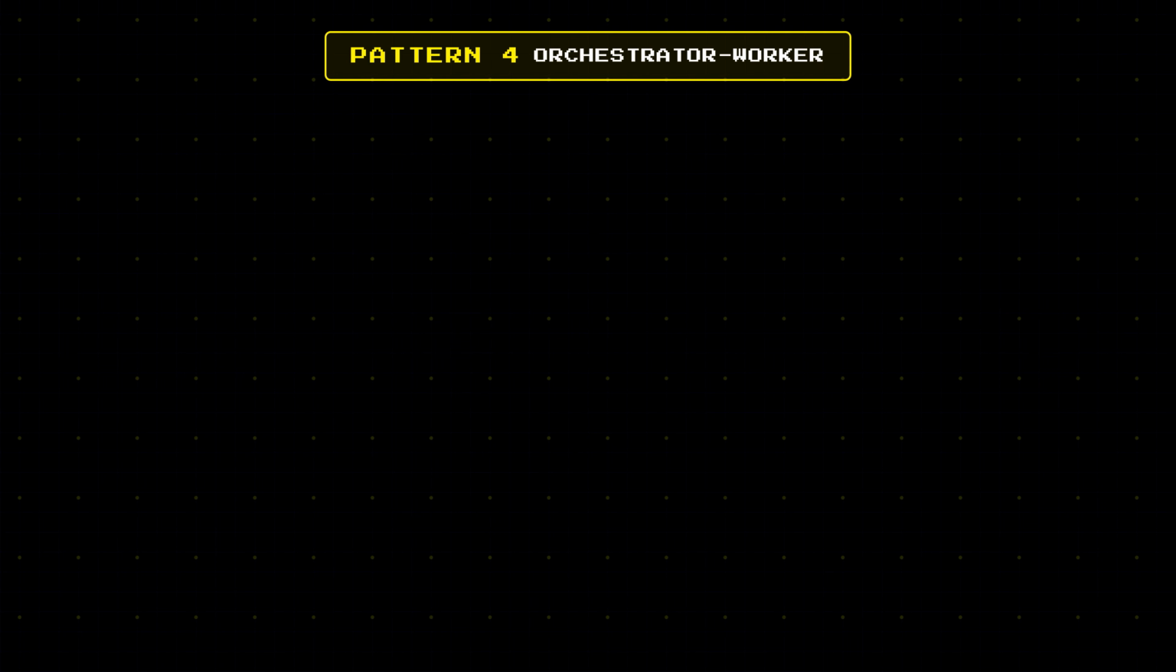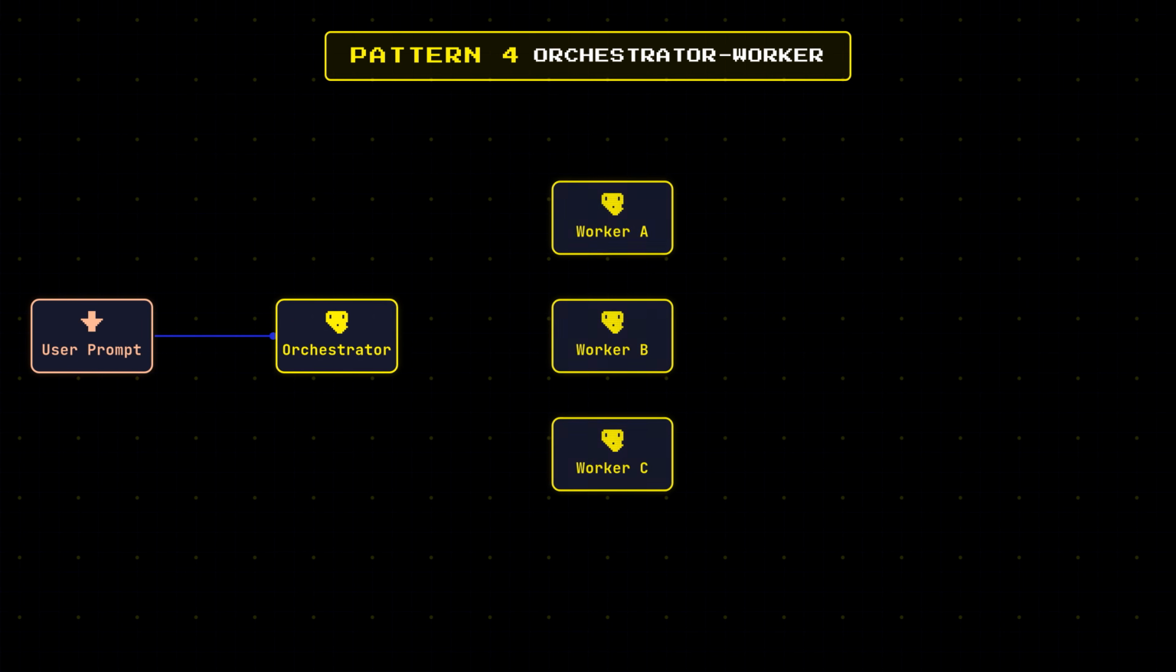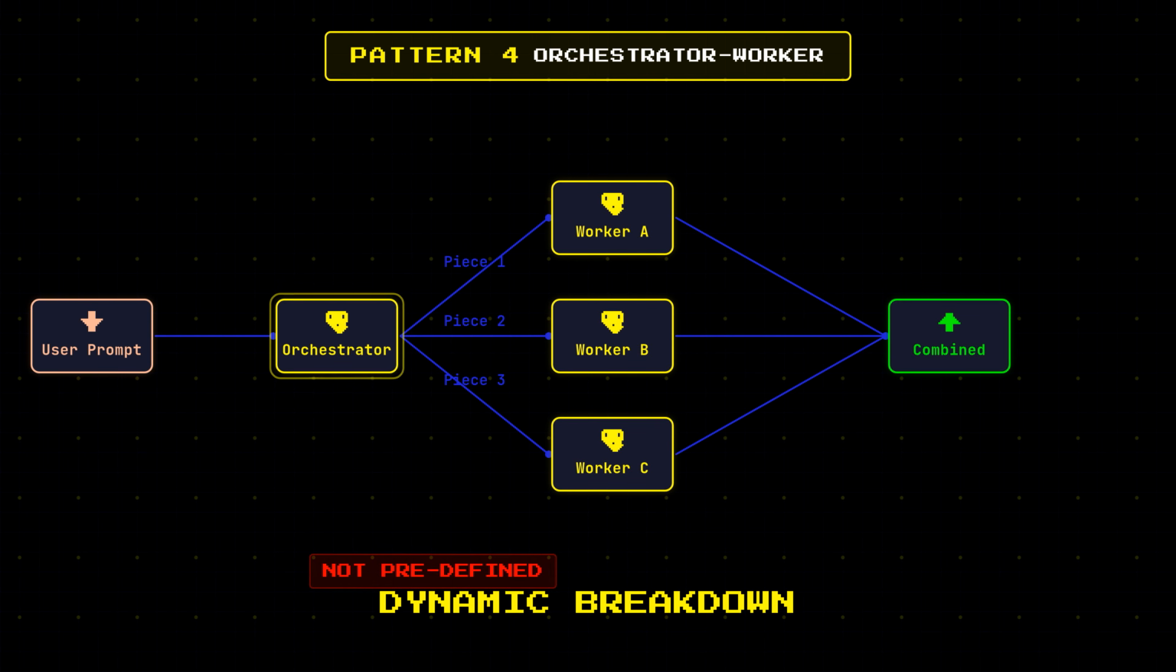In the orchestrator-workers pattern, a central LLM dynamically decides what subtasks are needed and delegates them to worker LLMs. The orchestrator reads the input, breaks it into pieces, farms them out, and then combines the results. Unlike parallelization, the subtasks aren't predefined. The orchestrator figures out what work is needed based on the input.